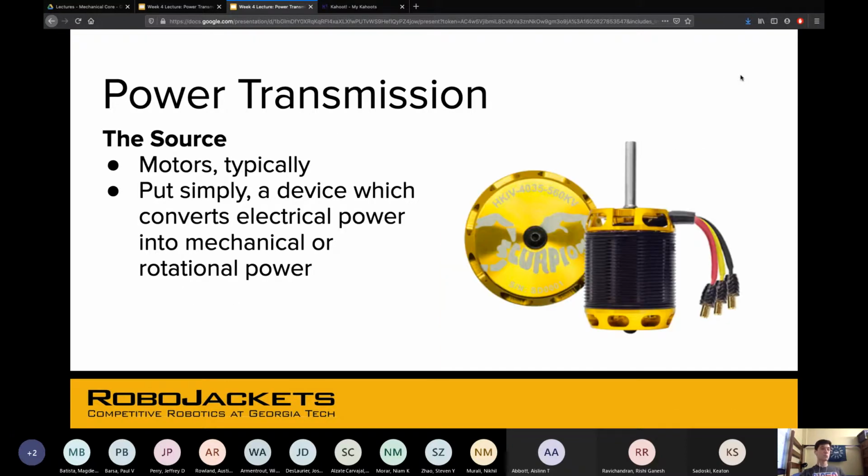So when we're talking about the source, we're usually using motors. It could look like this one. It's usually got some kind of a body and then a shaft that rotates, and then some wires that electrical has to worry about. It takes the electrical power and converts it into mechanical. It's pretty basic stuff. Most of you have probably already worked with motors plenty before.